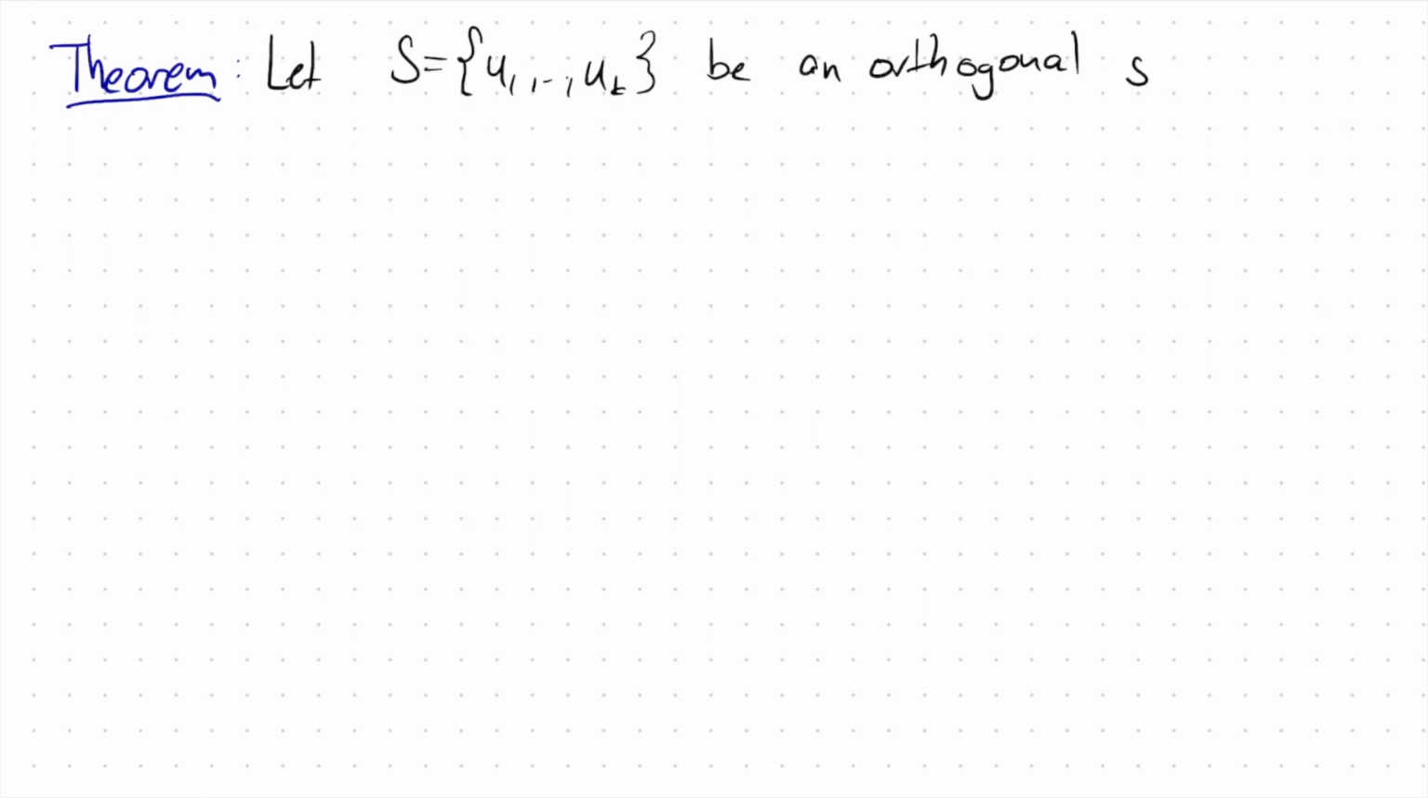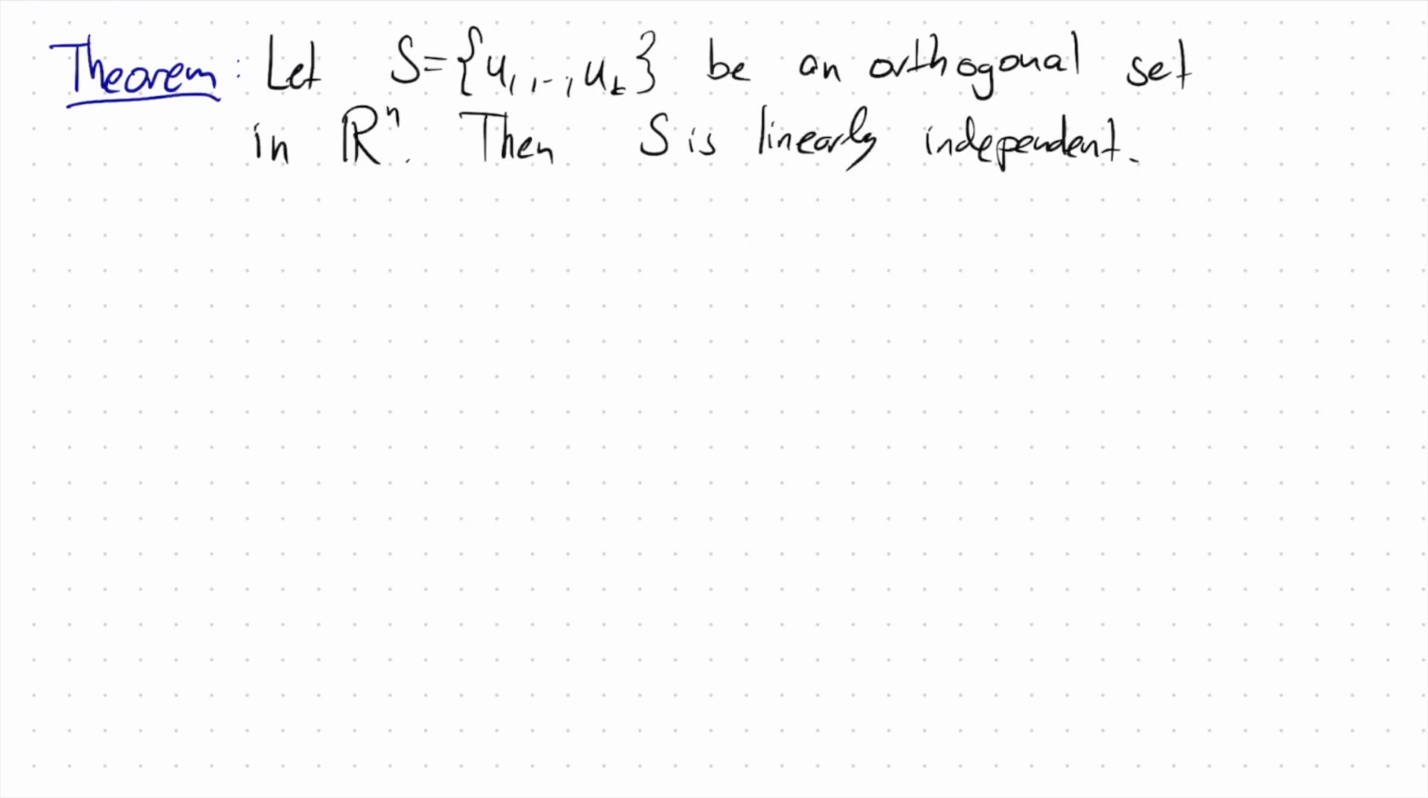So then we have an important theorem which relates orthogonality to linear independence. Namely, any orthogonal set in Rn is also a linearly independent set. Let's write this down. So let S be an orthogonal set in Rn, then it's also a linearly independent set. I want to sketch a proof. Actually, I think we've done it in class before, but let's redo it.